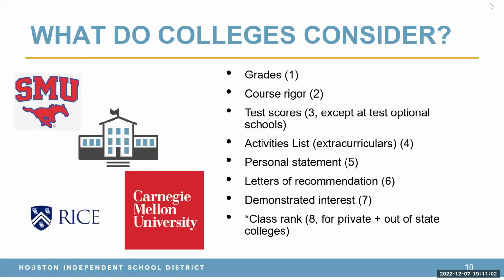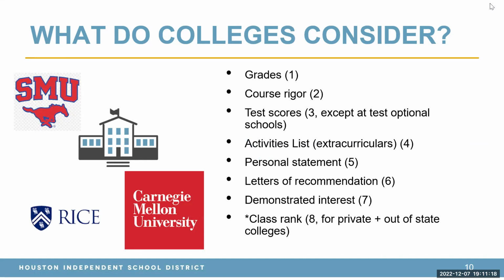And then also, again, what do colleges consider? If you were to rank them, kind of what we talked about in the previous slide, they're looking at your grades, they're looking at the rigor of the courses that you're taking, which again, at Carnegie, students are taking very rigorous courses. Test scores are the next big doozy.